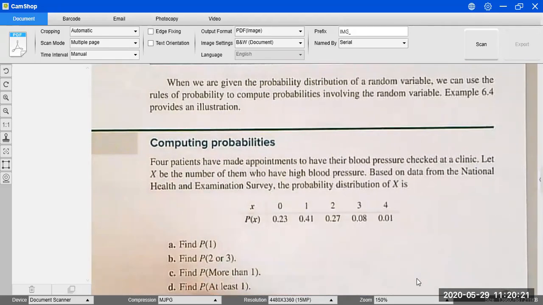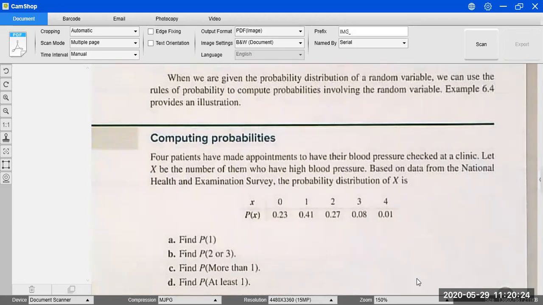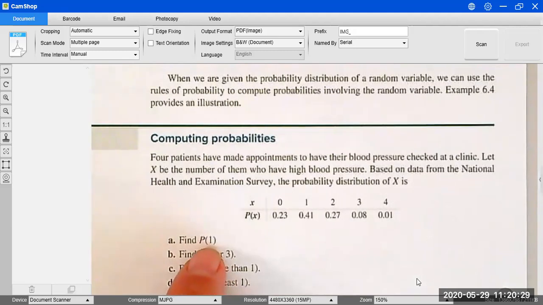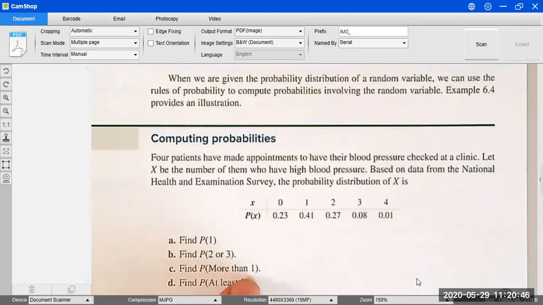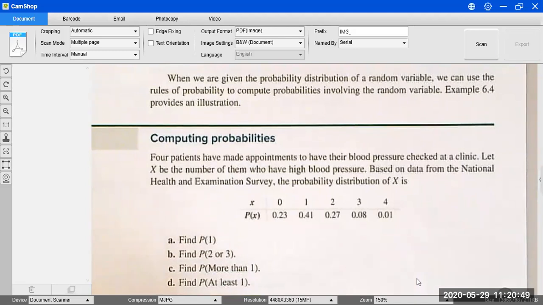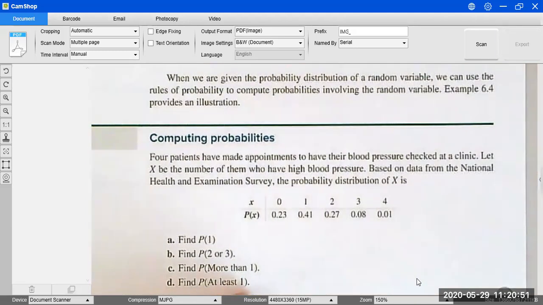So now we have questions about events, and we need to compute the probability for every event. The first case is just the probability that x is equal to 1 exactly. The second case is: what is the probability that x is equal to 2 or equal to 3. Then what is the probability that x is greater than 1. And finally, what is the probability that x is at least 1, in other words, that x is greater than or equal to 1.